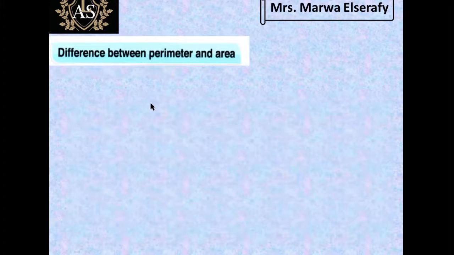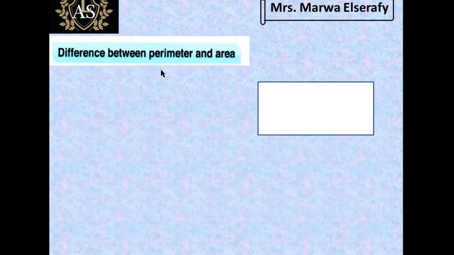And now we want to know the difference between the perimeter and the area. What is the difference between the perimeter and the area? If you have this rectangle, and the two dimensions of it are 5 centimeter and 3 centimeter. 5 centimeter is the length of the rectangle. 3 centimeter is the width of the rectangle.